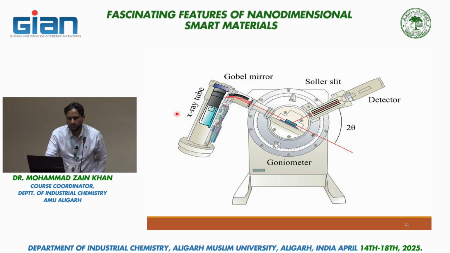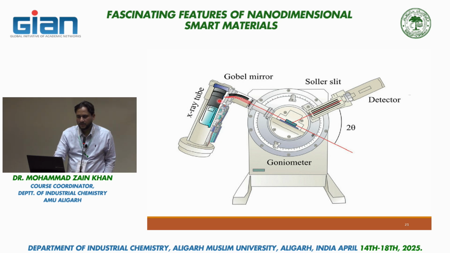This is the X-ray tube and a goniometer which helps us to rotate the sample, and from this tube X-rays are being generated. Here we put the sample. On one side we have a connection for incident radiation, on the other side we have the detector. When X-rays fall on the sample over here, they are being diffracted.